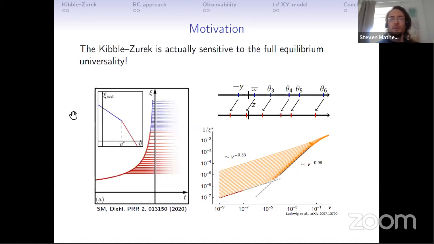So what I'd like to try to show you today is that the Kibble-Zurek mechanism is actually sensitive to this whole tower of exponents. And by doing a Kibble-Zurek drive, we can actually bring a subleading exponent to relevance and use it to make a scale diverge.